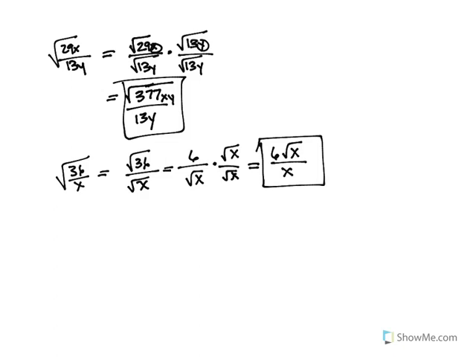So that is rationalizing. Now, those are rationalizing when we have a single term in the denominator. What about when we have multiple terms in the denominator? So let's look at that.